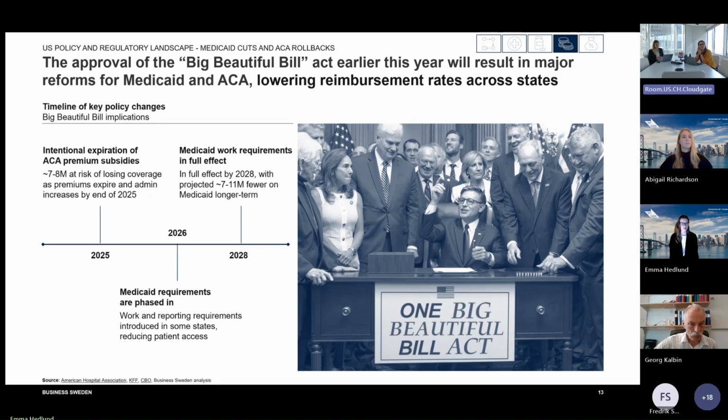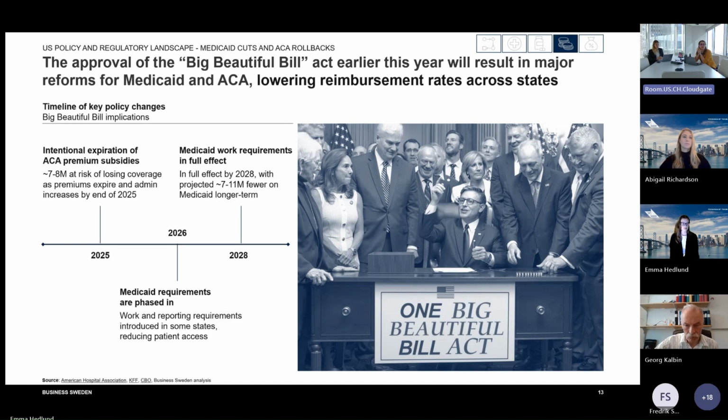So what we're going to see is that because Affordable Care Act premium subsidies are going to be reduced, about 7 to 8 million Americans are at risk of losing coverage. That's the expectation before the end of 2025 already. So a very immediate effect here.